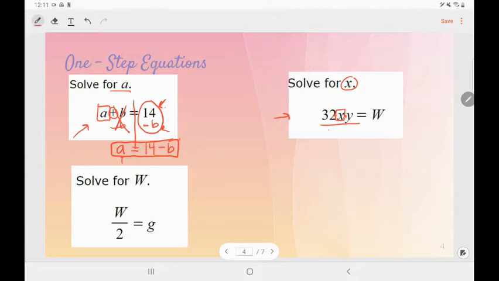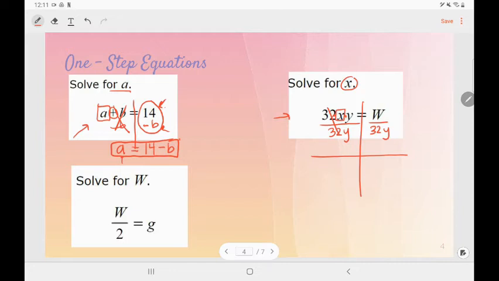And I can divide by 32. And I also am going to divide by y. Because they're both being multiplied at the same time, I can divide them at the same time. Here's my line to separate out my two sides. And I'm going to divide by 32y on the other side as well. What am I left with?